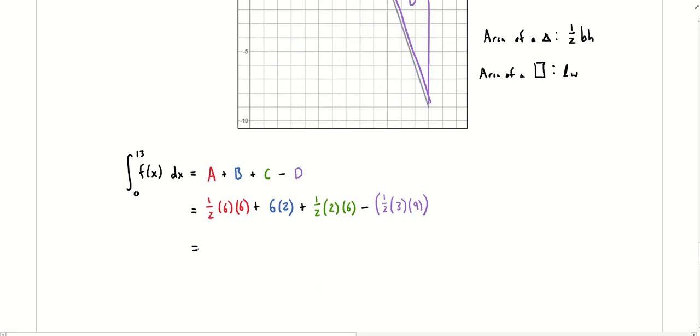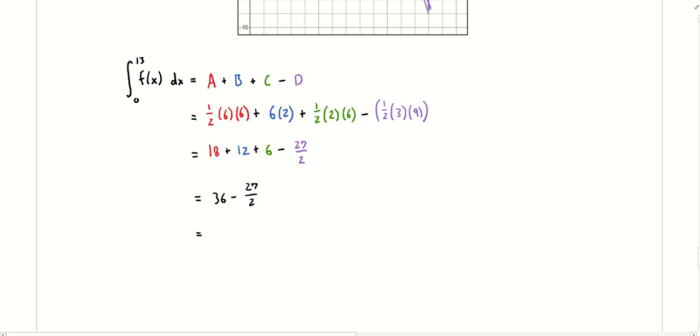So that gives us, let's see, 1/2 times 36, that is 18, the area for A, plus 6 times 2 is 12, the area for B, plus 2 times 6 is 12, times 1/2 is 6 for C. And then we're subtracting the area for D. 3 times 9 is 27, divided by 2. I'll just write that as 27 halves. 18 plus 12 plus 6 is 36, minus 27 halves.